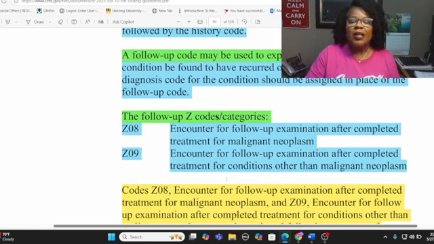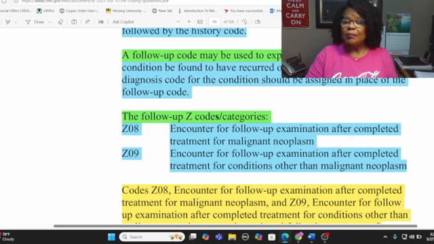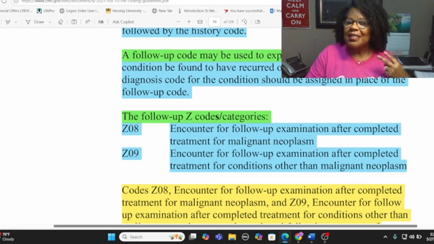And it says the following follow-up Z code categories are Z08, encounter for follow-up examination after completed treatment for malignant neoplasm, or Z09, encounter for follow-up examination after completed treatment for conditions other than malignant neoplasm. So again, those two are going to be easy to remember as far as follow-up. Z08 is for the malignant neoplasm, Z09 is for all others.